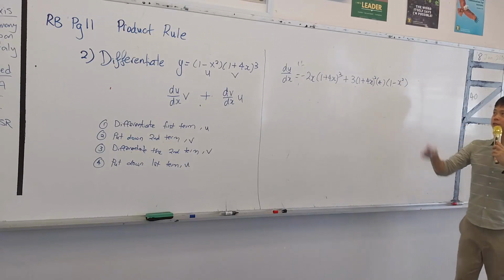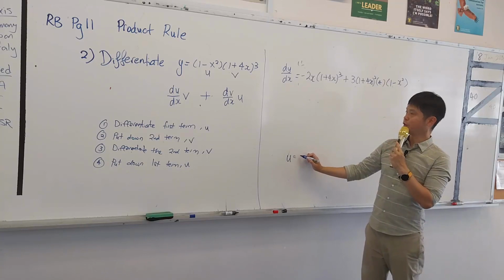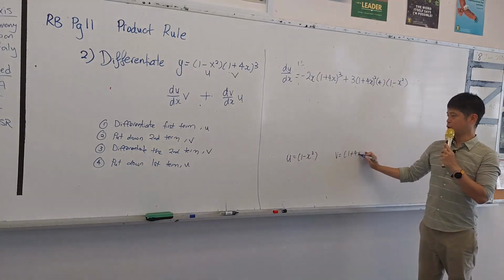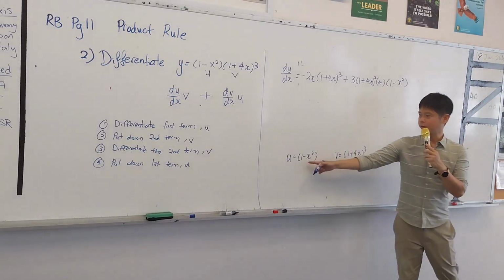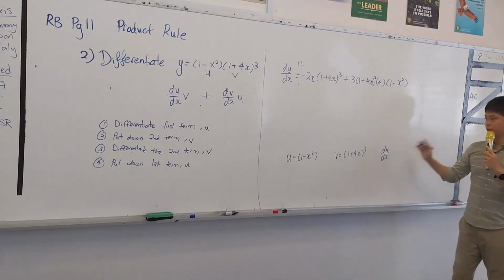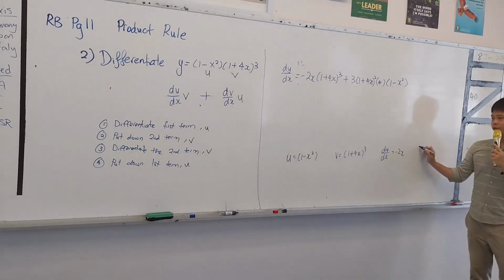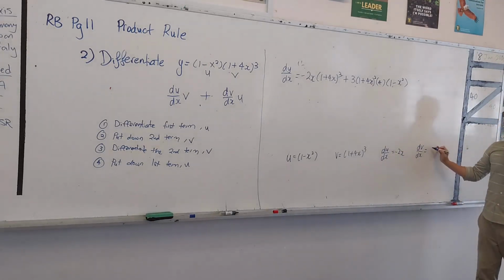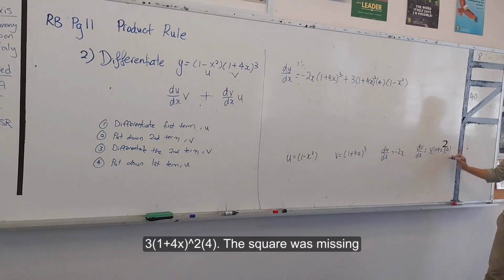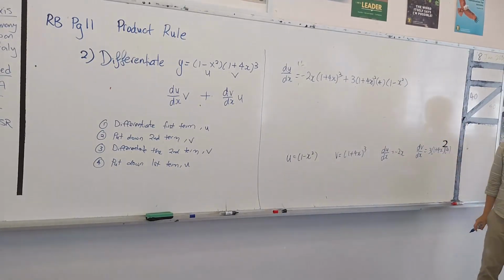Now, if you have problems doing this, what you can do is write down u is actually 1 minus x squared, v is 1 plus 4x cubed. Differentiate the first term. You can write it into four parts, then later just insert it into the so-called formula. So you differentiate the first part, you get this. And differentiate the second part, you will have 3 bracket 1 plus 4x bracket 4. So it's exactly the same as what I wrote above, but you can break it into four parts.